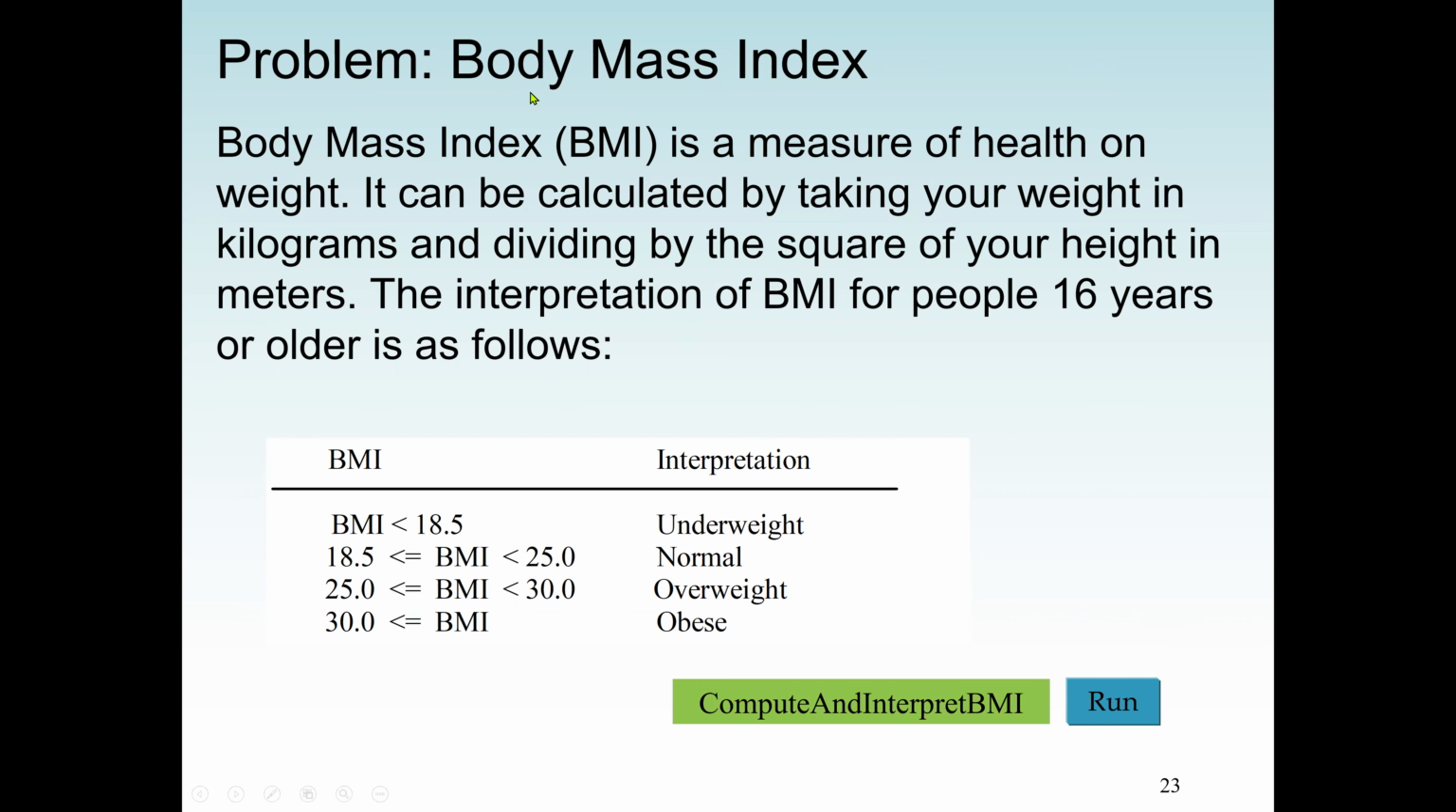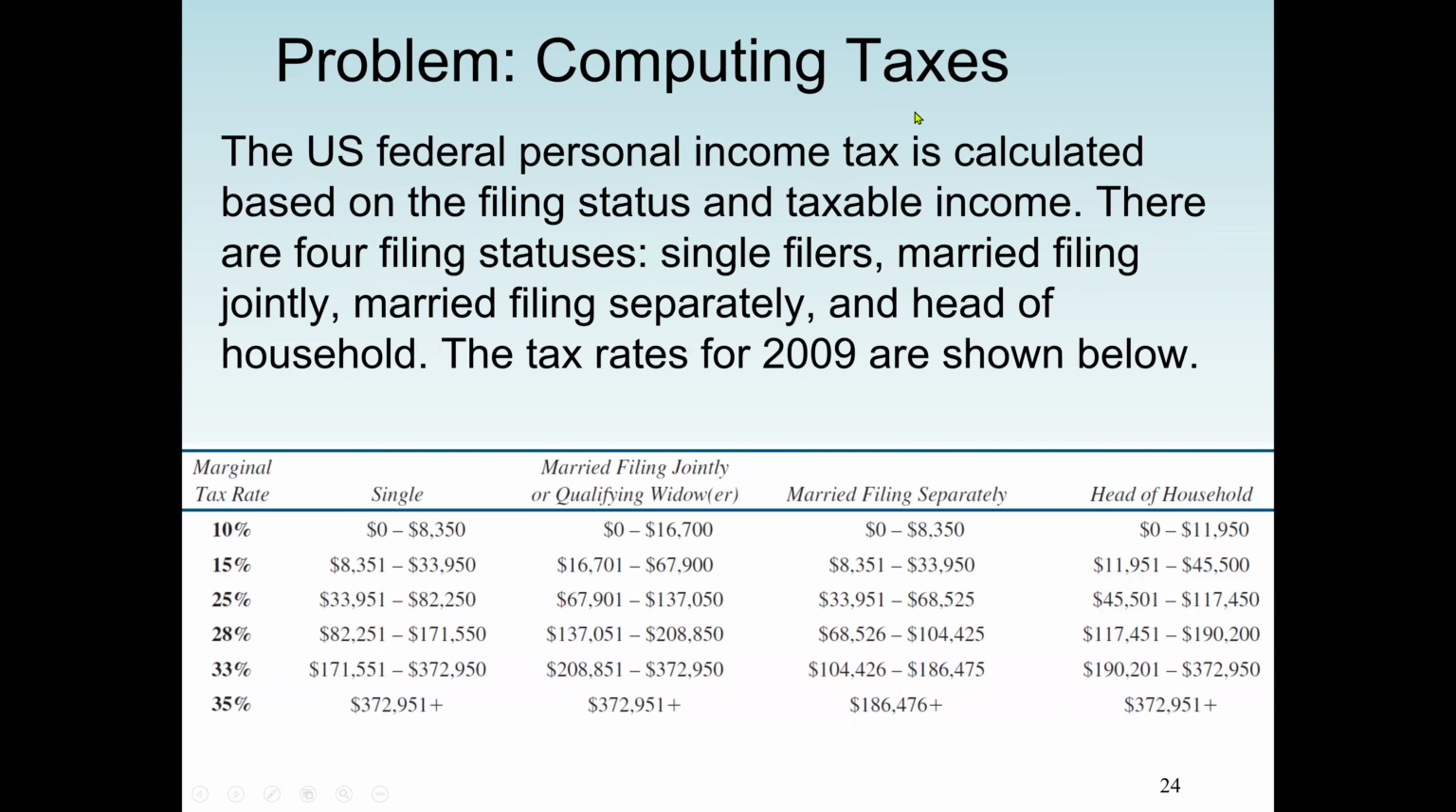After that, we will go through the body mass index program and also computing taxes. Here, since we have a lot of conditions, we're also going to use logical operators. For example, we will say that if you are single and also your salary is between 0 and 8,350, then you pay 10%. So we use the logical operators for two conditions, your status and your income.